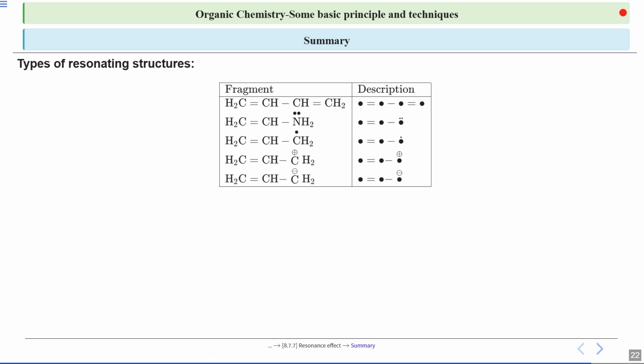Okay. Next part is just a variable. So either it can be a double bond, which again transforms into a lone pair, then it can be a radical, then it can be a positive charge, or it can be a negative charge.